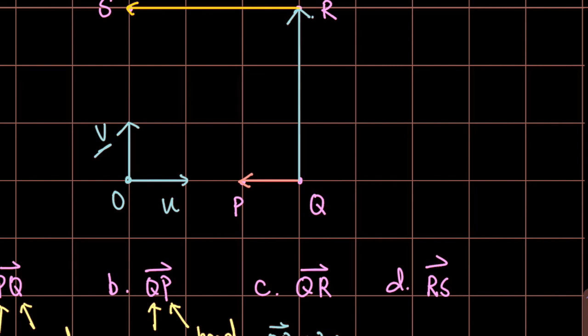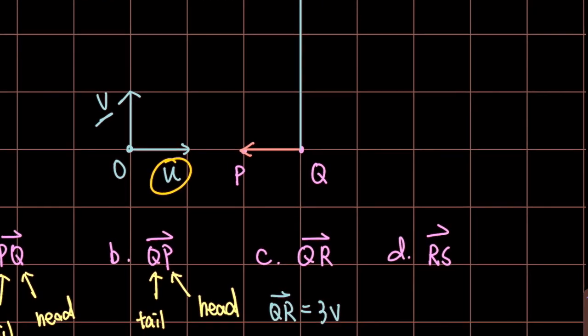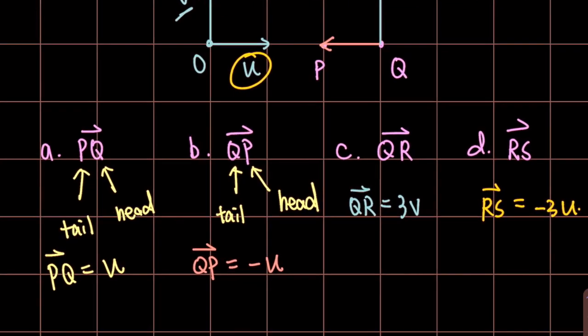The RS, from the R to the S, it is in the horizontal line, so it should have some relationship with the u. Okay, the magnitude of the RS is 3 times as long as the u, but they have the opposite direction of the u. So we can write that RS is equal to negative 3u. Okay.